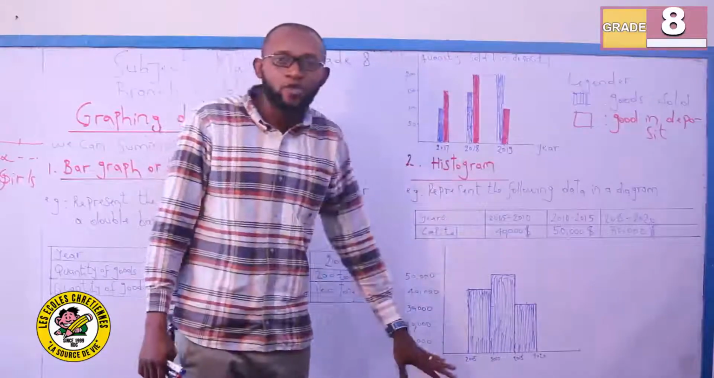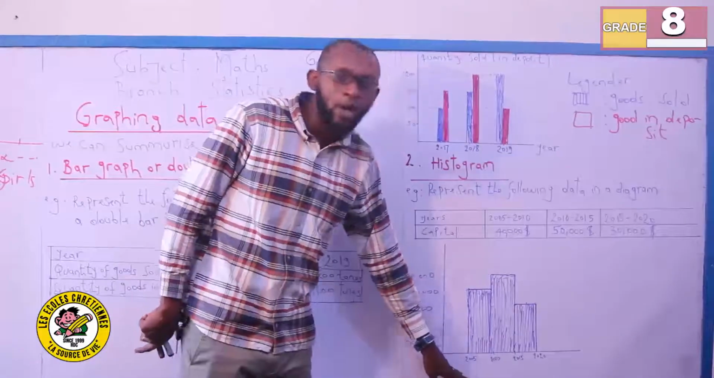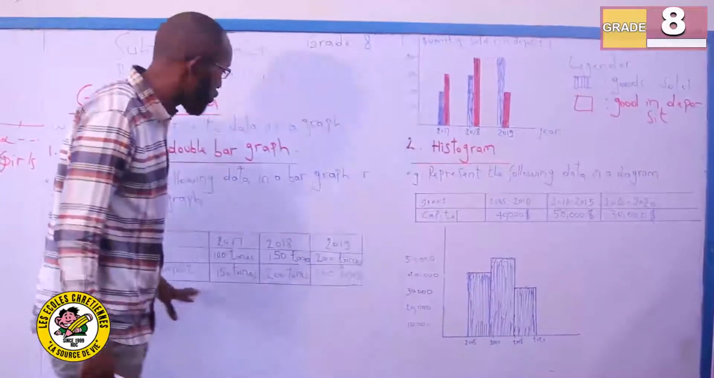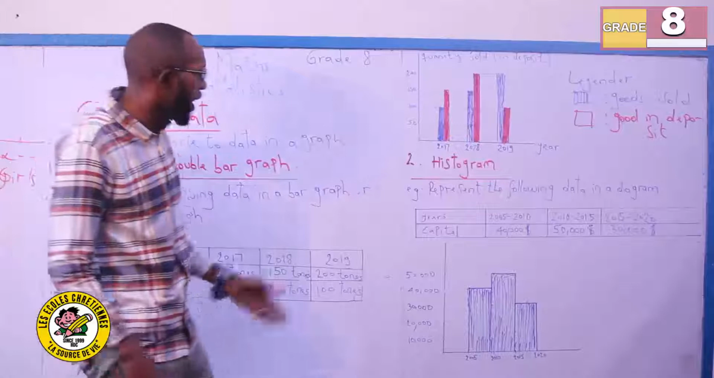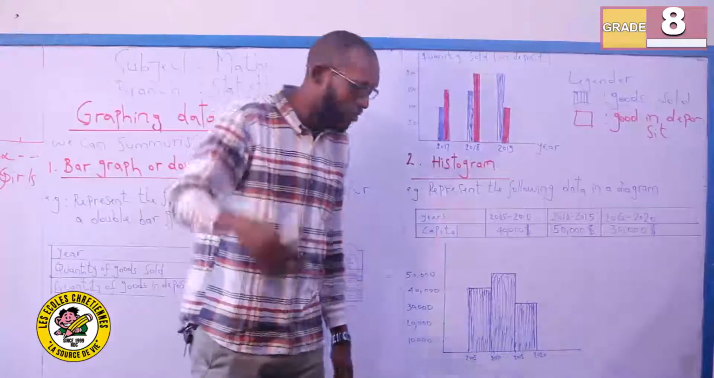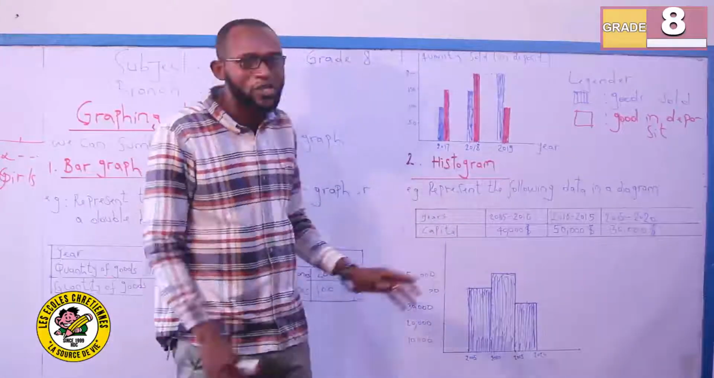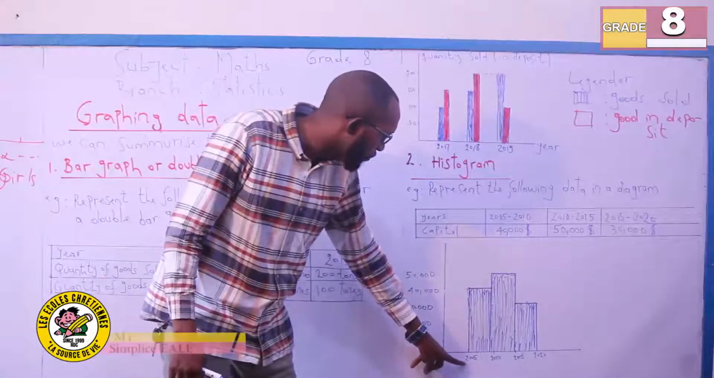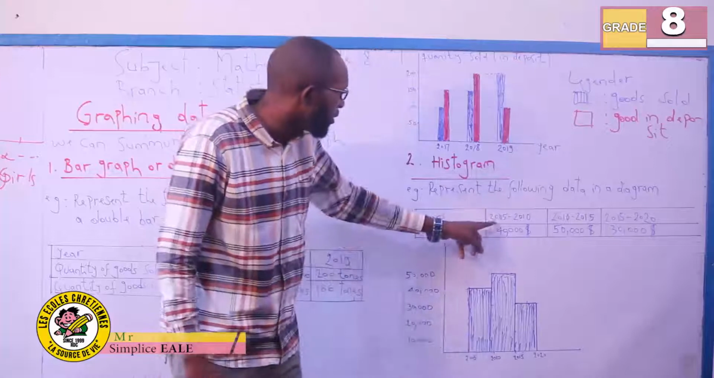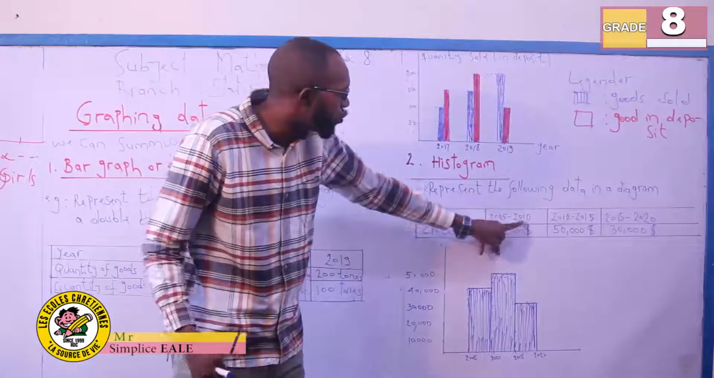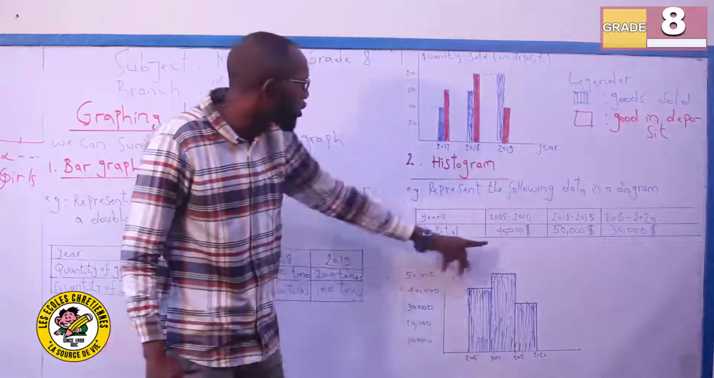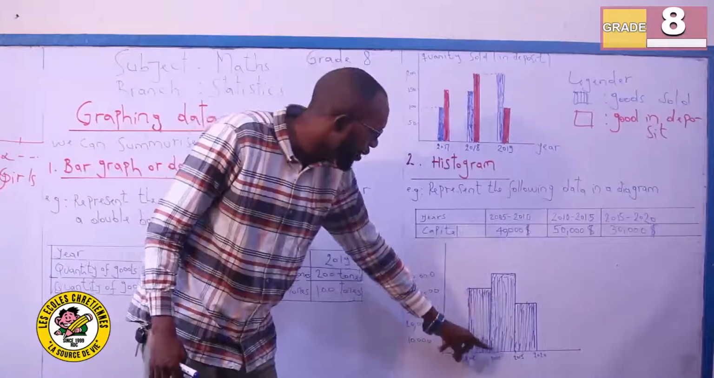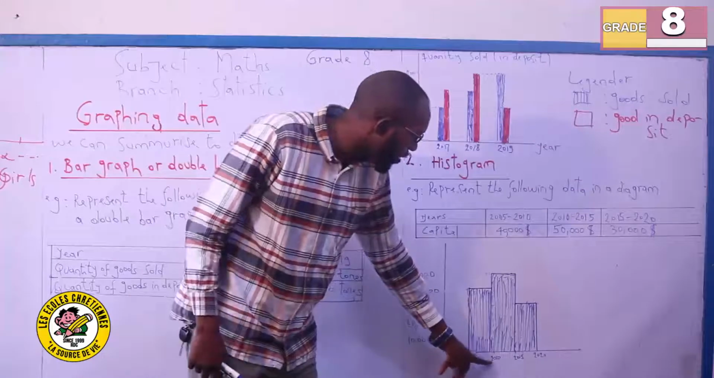Histogram. You represent with a histogram when you have intervals. You cannot represent a histogram here when you have intervals. Like here, you are a boss, a future businessman. Your capital, they give you. They say from 2005 to 2010, your capital was 40,000. And from 2010 till 2015, your capital increased to 50 thousand, and from 2015 to 2020, your capital decreased to $30,000.